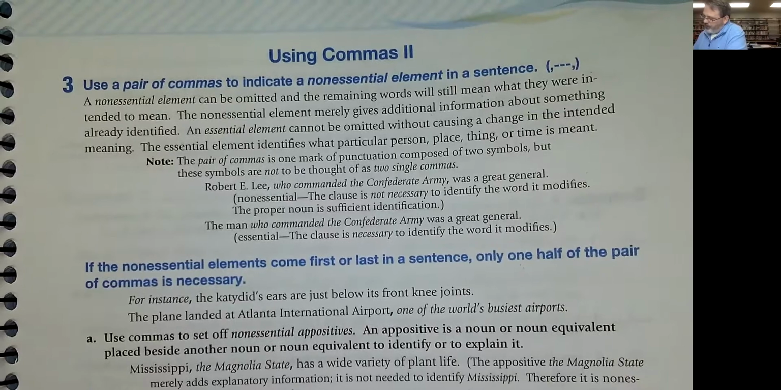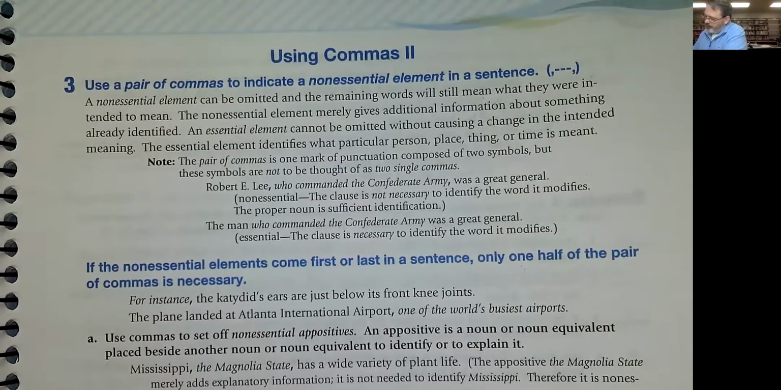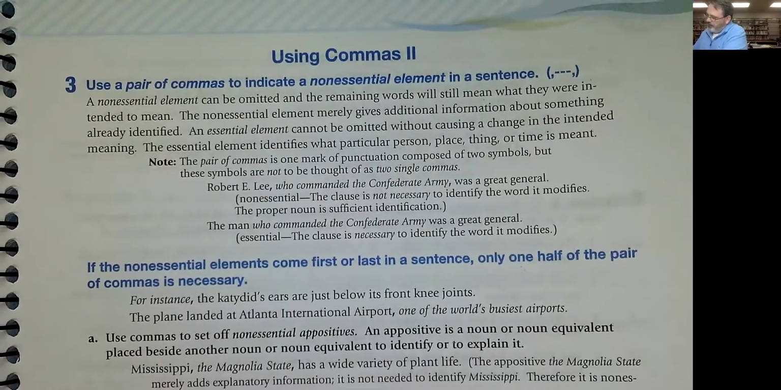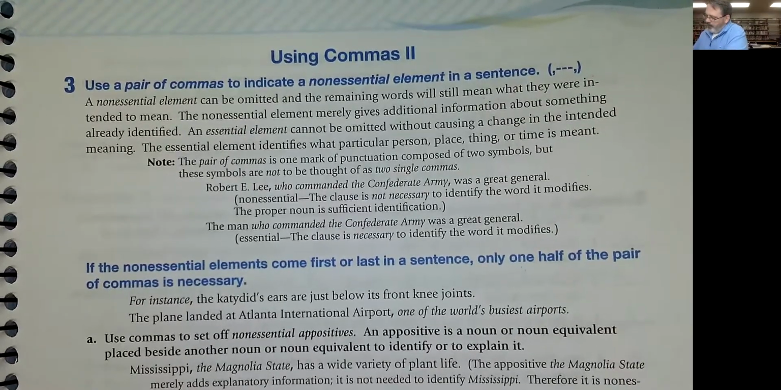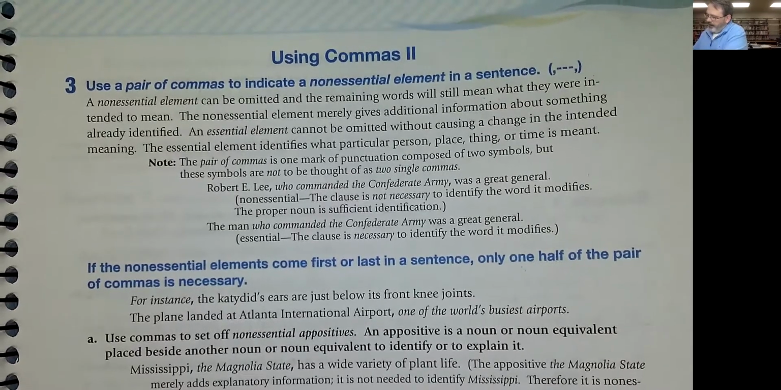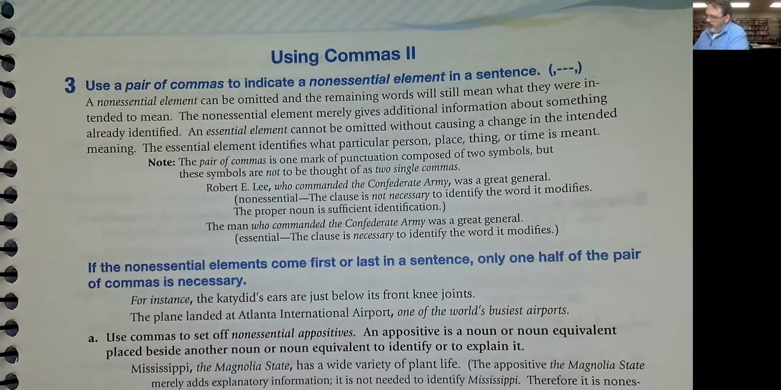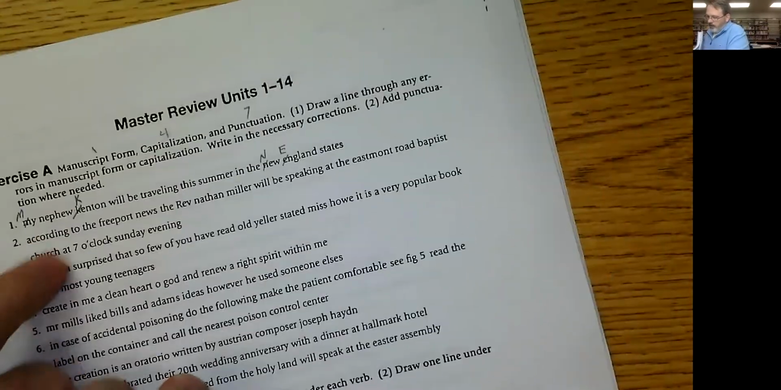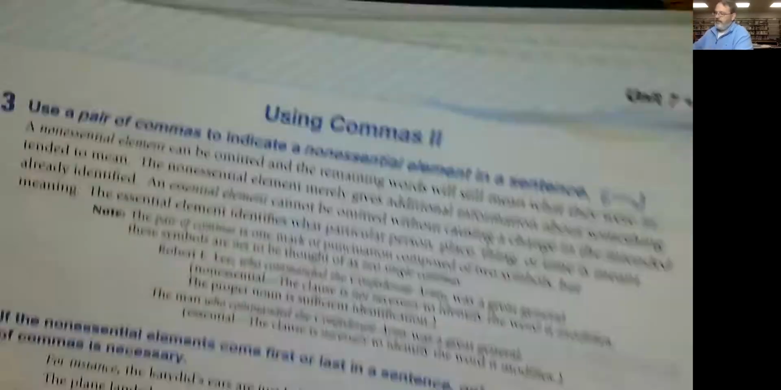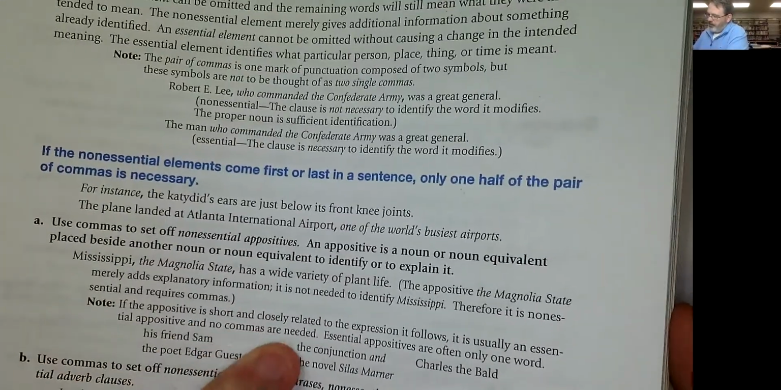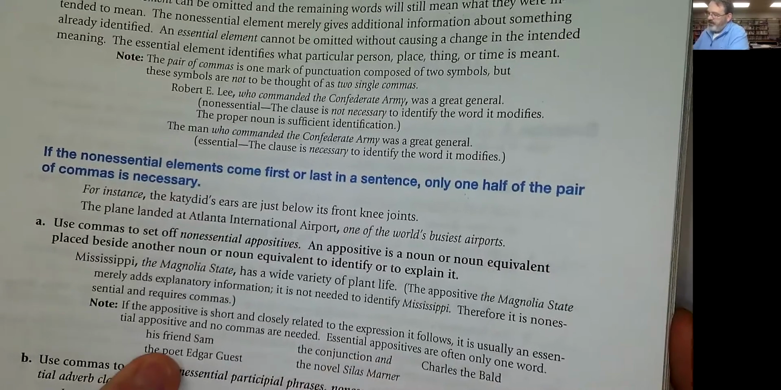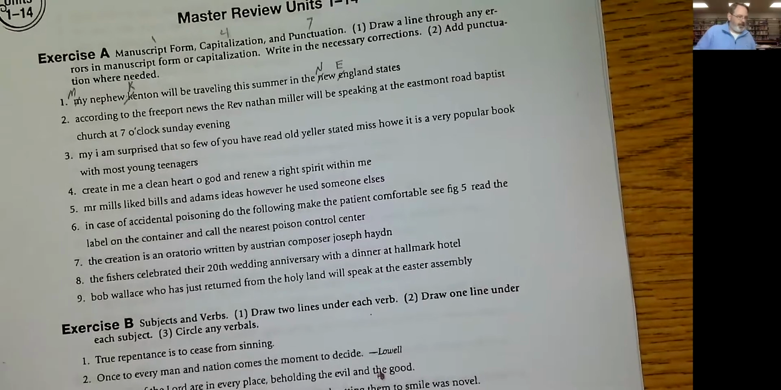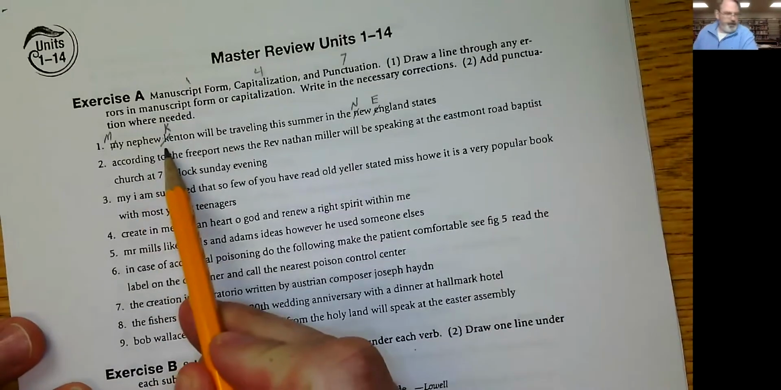If the appositive is short and closely related to the expression it follows, it's usually an essential appositive and no commas are needed. And essential appositives are often only one word. His friend Sam, the poet Edgar Guest, Charles the Bald. So this is our situation. My nephew Kenton, okay? It says if they're short and closely related, it's usually essential and no commas are needed. So that's the answer to our question. We do not have to set that apart with commas. Okay?